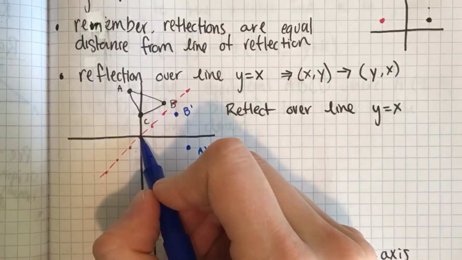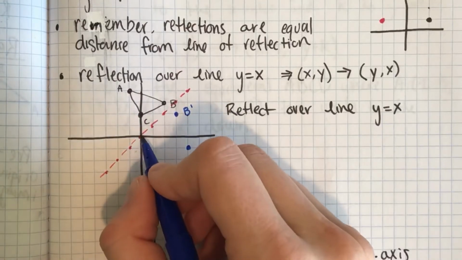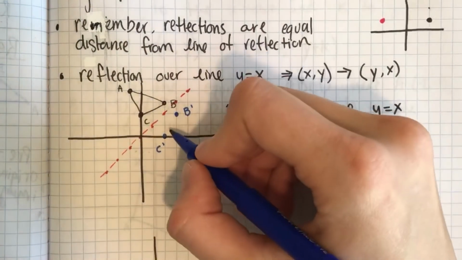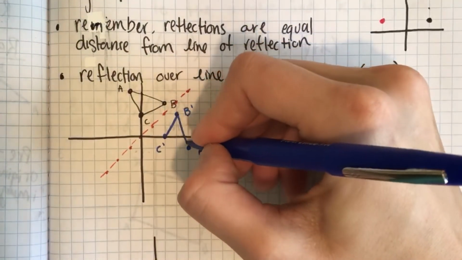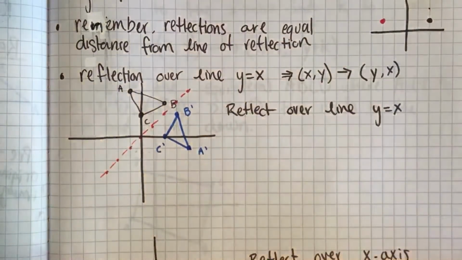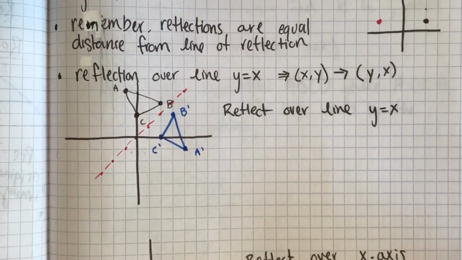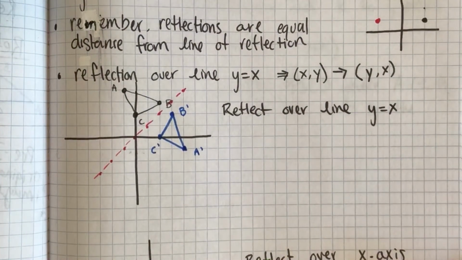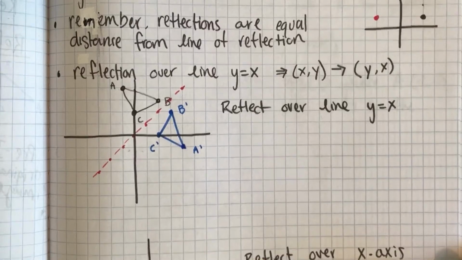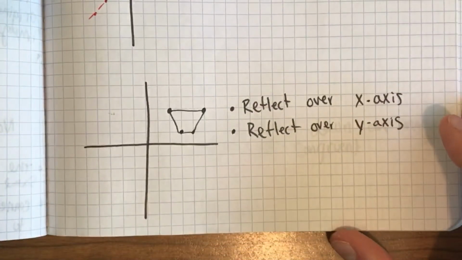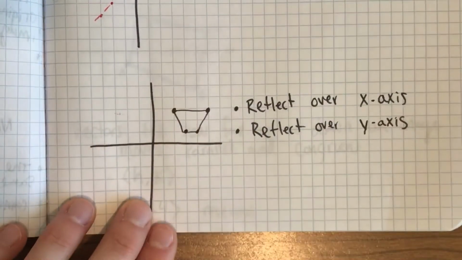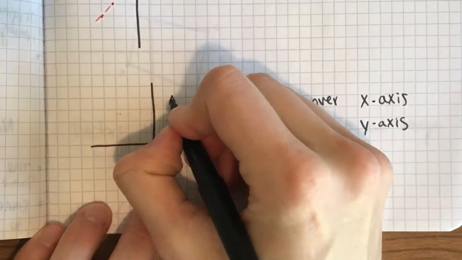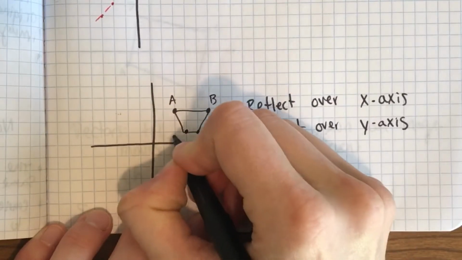And my c value is 0, 2, so now it'll be 2, 0. So I have the same exact shape, I've just flipped it over that line. All right, so then if we were going to reflect this shape, let's go ahead and give this some letters to label it. We'll call it A, B, C, and D.